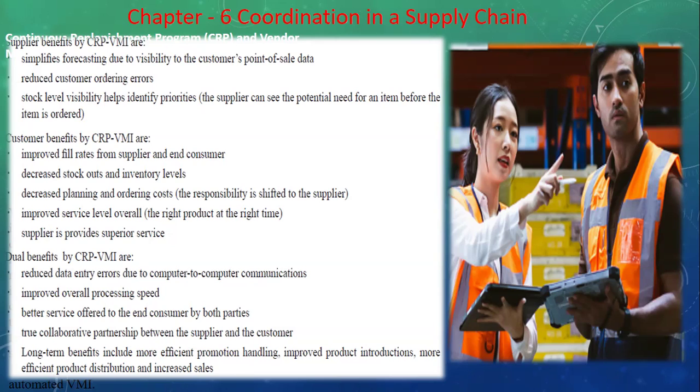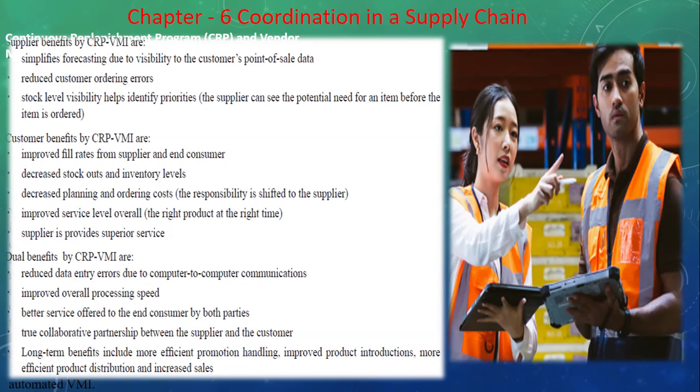Now the customer benefits from CRP and VMI through an improved fill rate from the supplier end to the customer. With the help of this understanding that these units are sold, the system will immediately replenish, and the customer will receive it on time. Decrease the stock out inventory level. So there is no stock out, because the system will inform the supplier how much inventory is available.